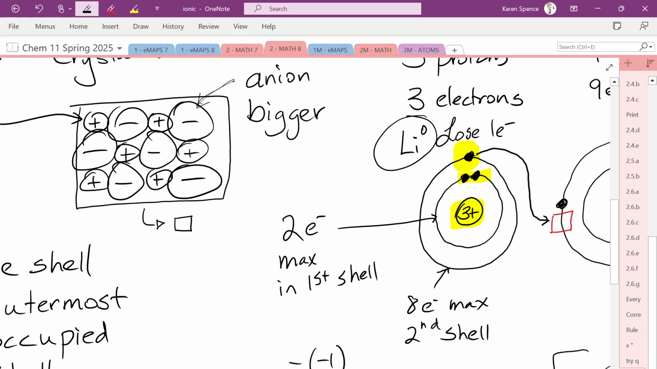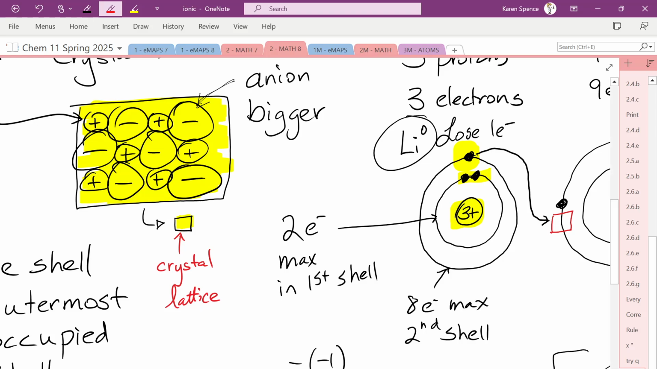Are you okay with that? I've made it a lot smaller. I've taken the box and I've turned it into a little square. Okay, so that's a crystal lattice. That way we don't have to draw this whole thing every single time.